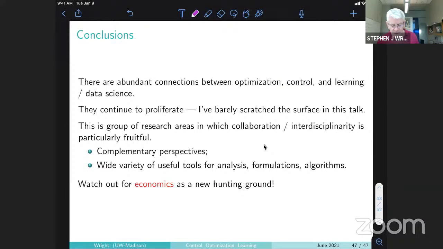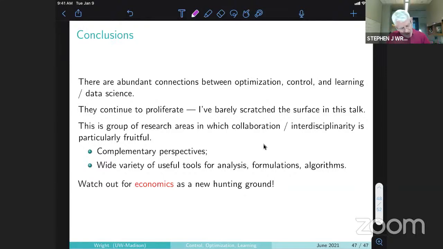Let me just say that there are abundant connections between optimization, control, and learning. I've barely scratched the surface. I've just highlighted a few things in this talk. There are many more that I could possibly summarize in an hour or even in an hour and 5 minutes.